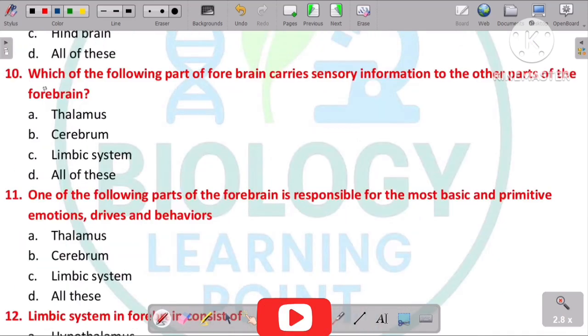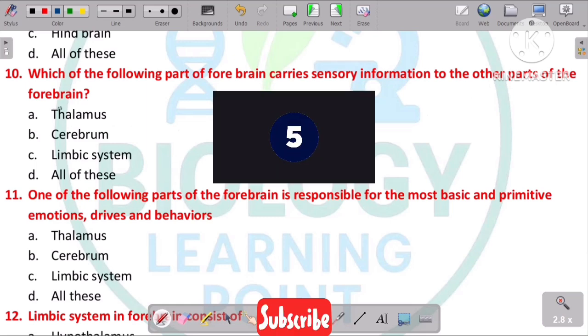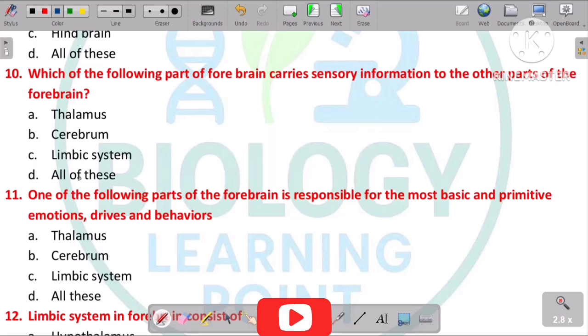So the next question is: which of the following parts of the forebrain carries sensory information to other parts of the forebrain? So the options are. So the right option is option A, thalamus.